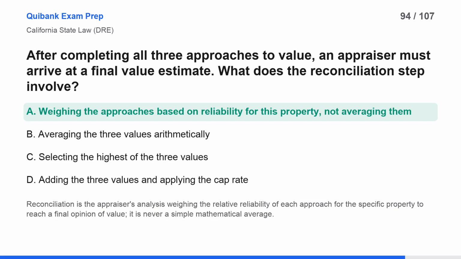The answer is A. Weighing the approaches based on reliability for this property, not averaging them. Reconciliation is the appraiser's analysis weighing the relative reliability of each approach for the specific property to reach a final opinion of value. It is never a simple mathematical average.